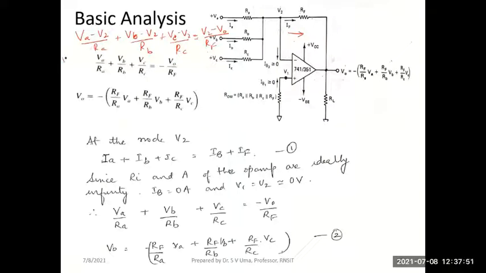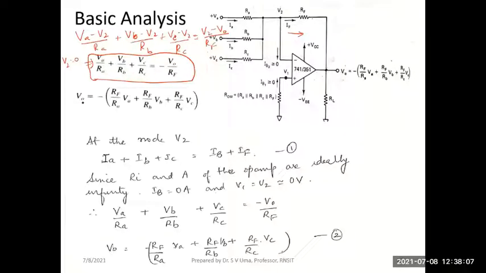This will be your equation when I substitute all the current values as ratio of voltage by resistance. Next, if I put V2 as 0, this equation will simplify to this form. As you can see, when you put V2 as 0 because of virtual short, this equation will be simplified to this form.